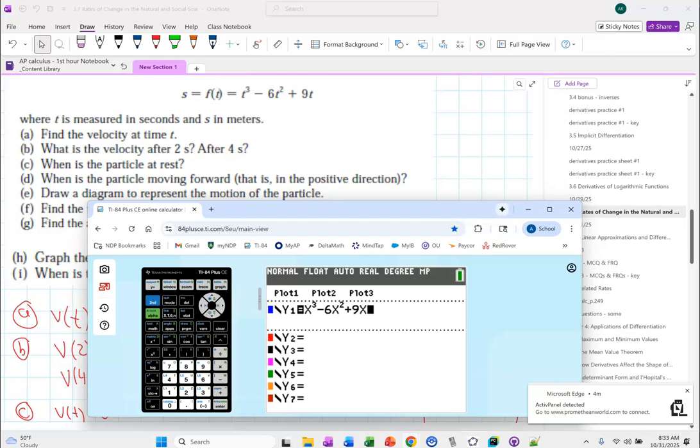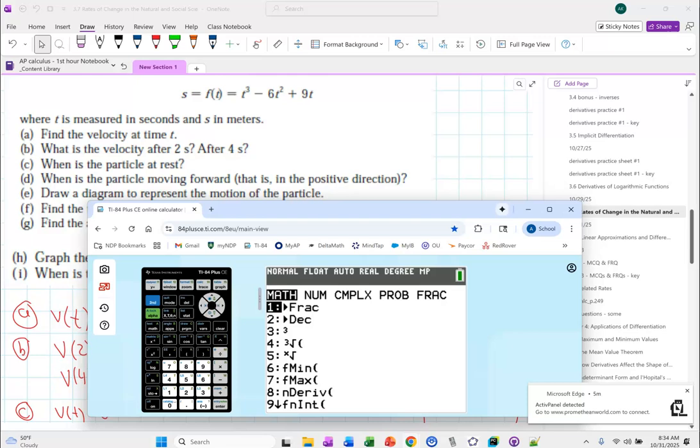Now, to find part A, to find the velocity, what we had to do was take the derivative, right? Your calculator can't give you the symbolic answer for the derivative, but it can give you the graph of the derivative. Let me show you how to do that. So I'm going to go to y2, and in y2, I'm going to graph the derivative. To do that, I'm going to press the math button and scroll down to command number 8 that says nDeriv.